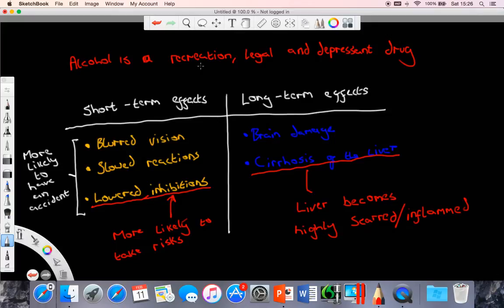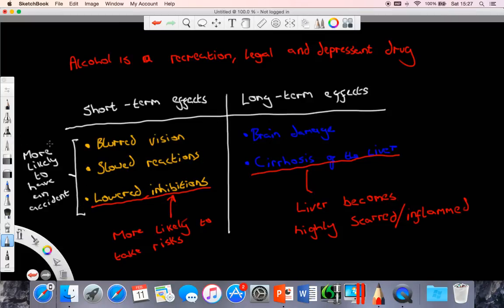So even though alcohol is a recreational drug, it's taken for fun, and obviously a lot of people like to drink, it's legal, okay? If you are walking down the street, and provided you're over the age of 18, and you've got a can of Carling or any other alcohol, you won't be arrested. It's legal. But it's also a depressant drug, and you have to take into account the short-term effects of this depressant drug, okay? You can get blurred vision if you become drunk, your reactions are slow, and you get lowered inhibition.